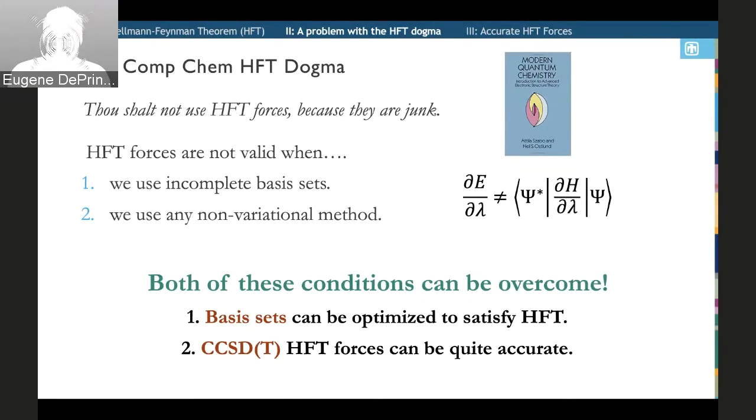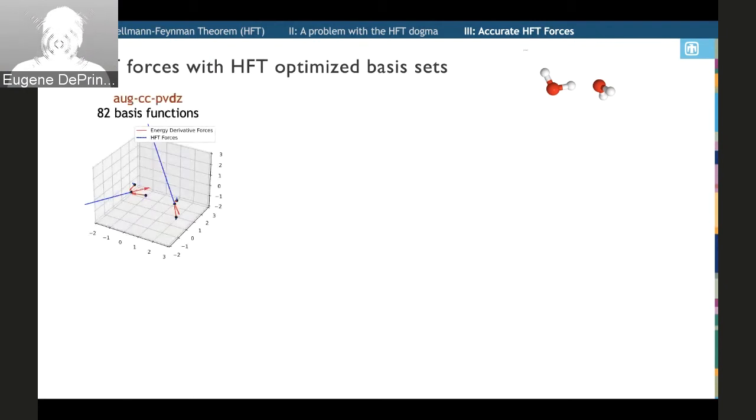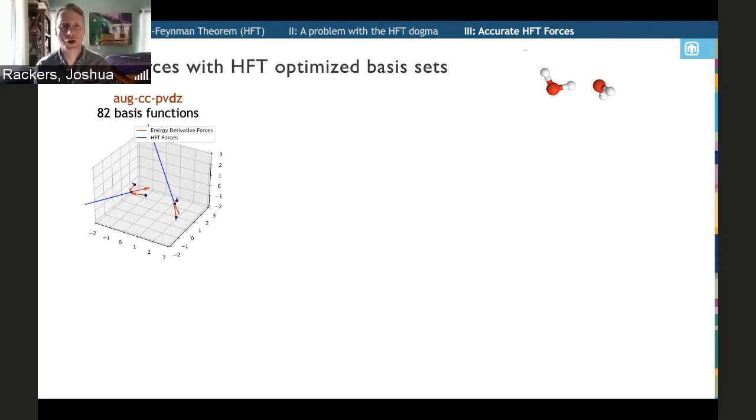are really quite accurate. Okay, so the first slide I'd like to show you here with results is everything's going to be about this test system of the water dimer. And I'd like to show you comparison between Hellmann-Feynman forces and energy derivative forces. And everything on this slide is SCF. So if you do this comparison with a relatively small basis set, so in this case, a DZ basis set, you can see that Hellmann-Feynman theory forces are junk. They are the blue arrows in this very modern diagram here, and they're completely inaccurate.